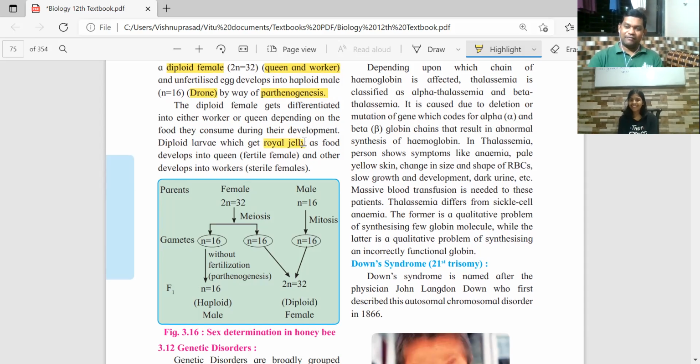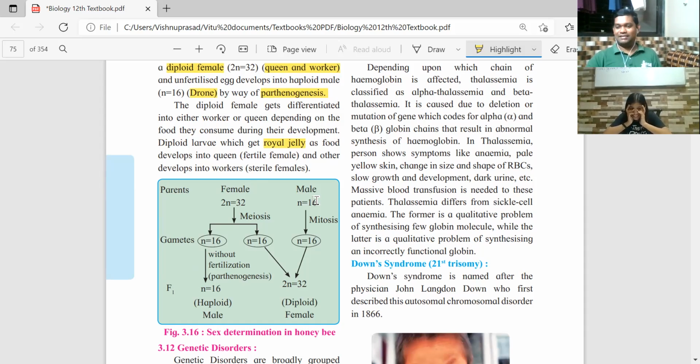And that worker, when she feeds on this royal jelly, she turns from a sterile female to a fertile female. What? Yes. That is royal jelly, very interesting. Okay, got it. So those diploid larvae, which get the royal jelly as the food, they develop into queen. And those which don't get the royal jelly, they turn into workers. Interesting, right?